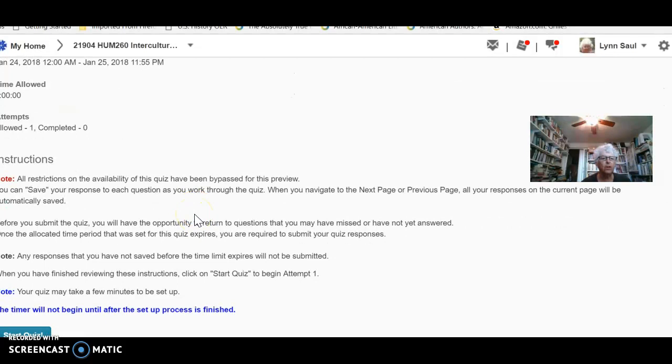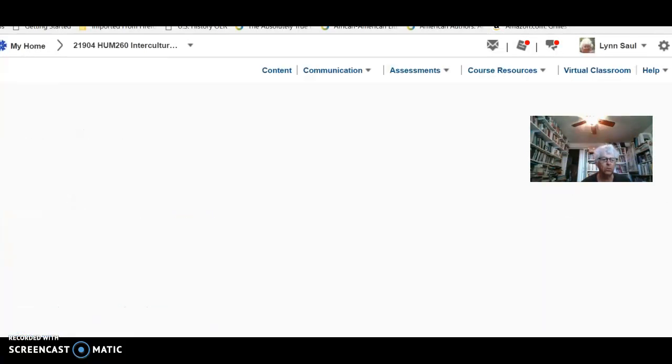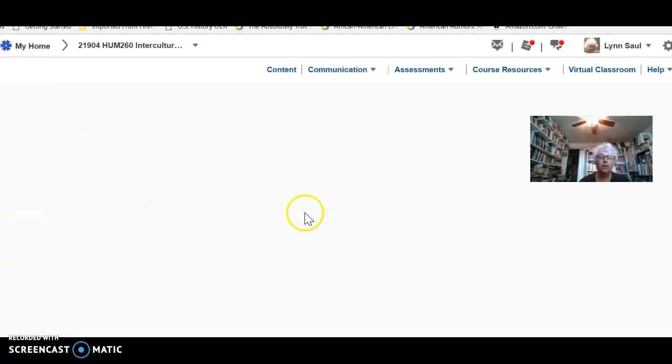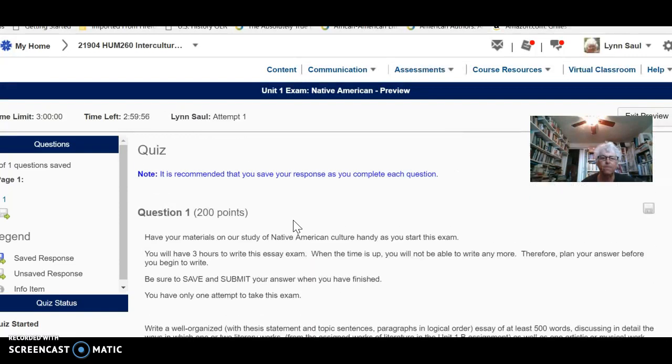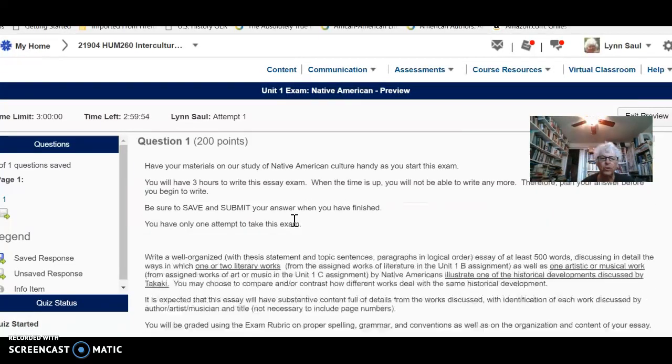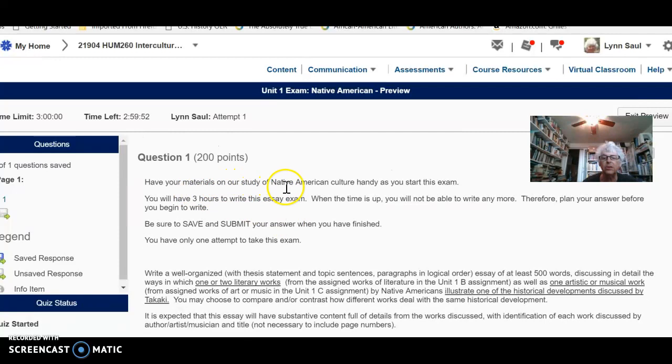So if we take a look at the question, start the quiz, and we take a look here at the question, and it says, first of all, to have your materials on our study of Native American culture handy. So you don't have to remember anything. You should have the books and the other materials in front of you. When you look at art and music in this course, you should take notes so that you'll have those notes available.